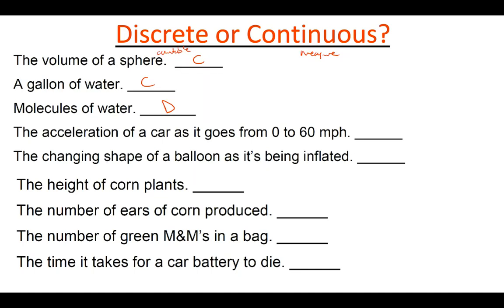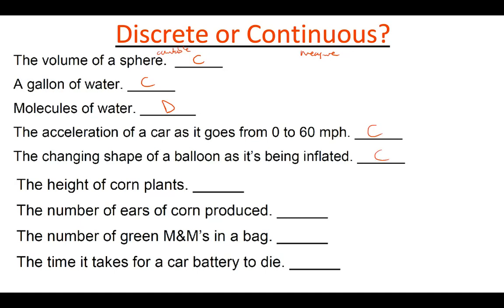Acceleration of a car as it goes from 0 to 60. You would measure how fast this car is going, right? And it is a continuous number line. So that would be continuous. Changing shape of a balloon as it is being inflated. As this balloon is inflated, you would measure how the shape is changing, like the volume is increasing. So that would be continuous.